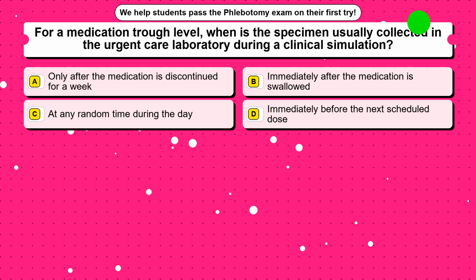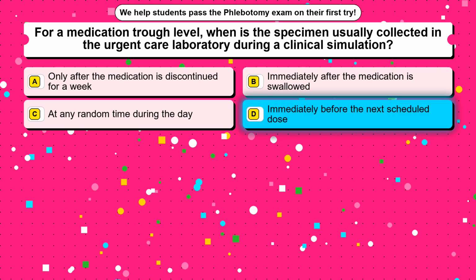Question 66. For a medication trough level, when is the specimen usually collected in the urgent care laboratory during a clinical simulation? Option A. Only after the medication is discontinued for a week. Option B. Immediately after the medication is swallowed. Option C. At any random time during the day. Option D. Immediately before the next scheduled dose.